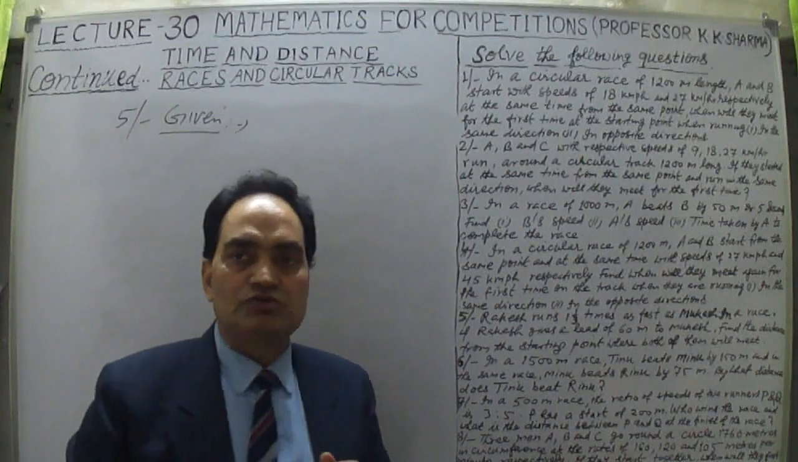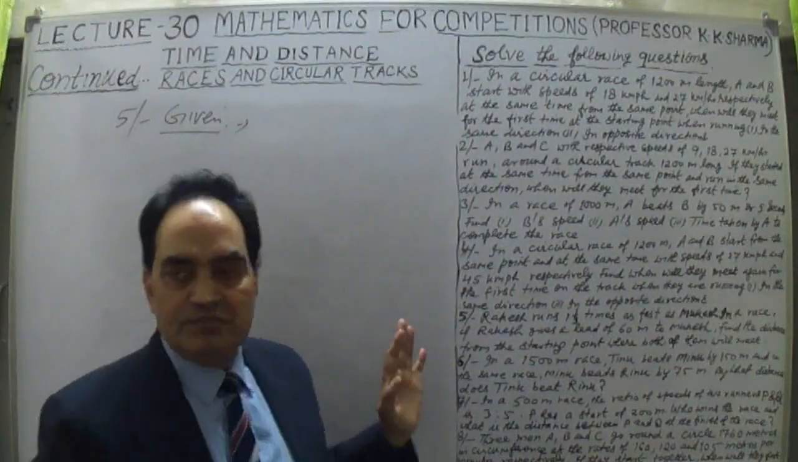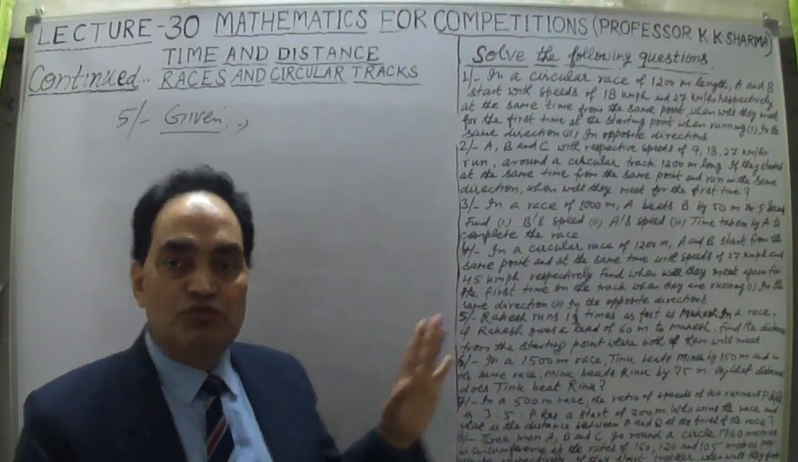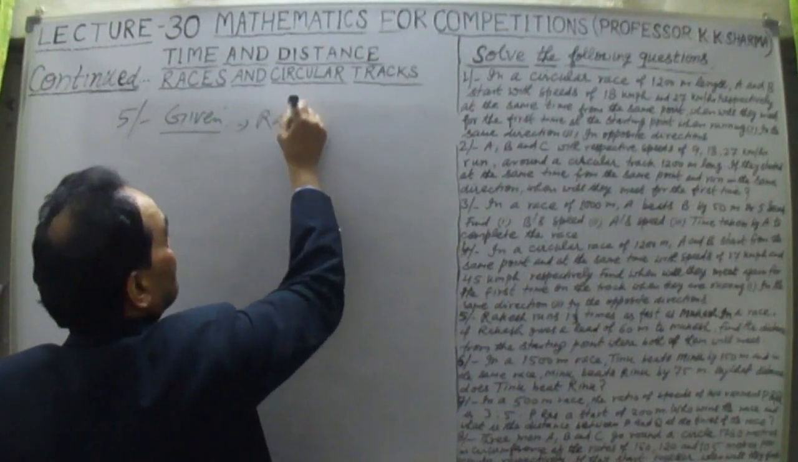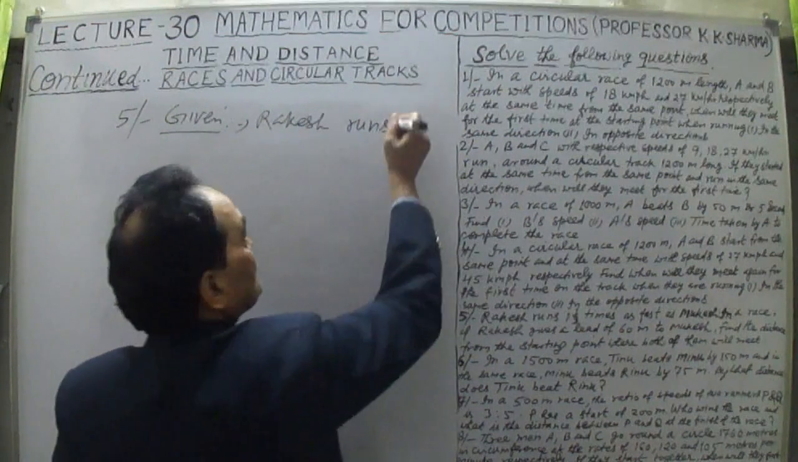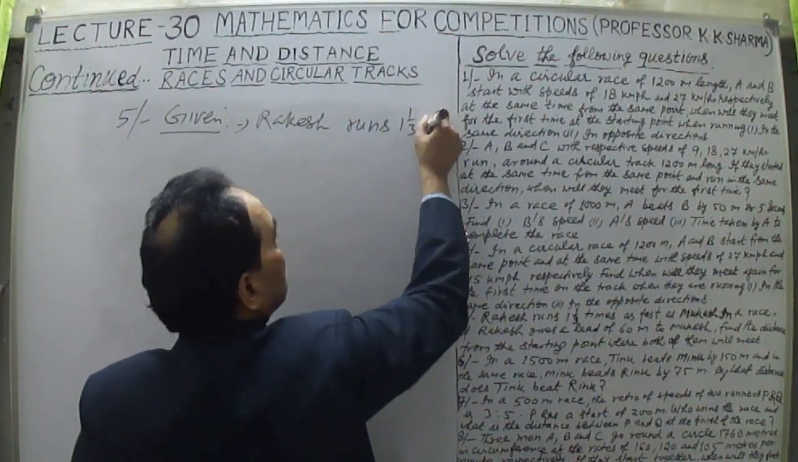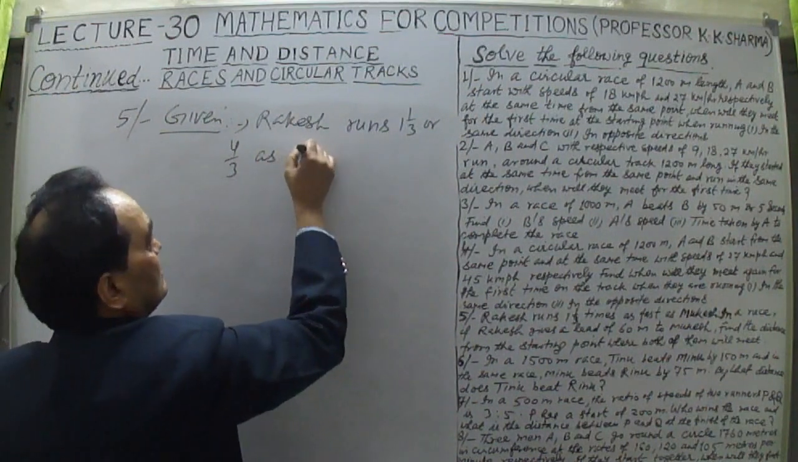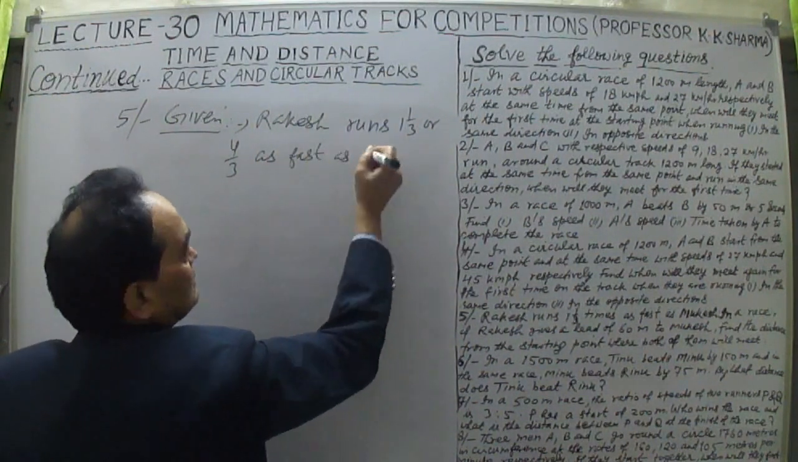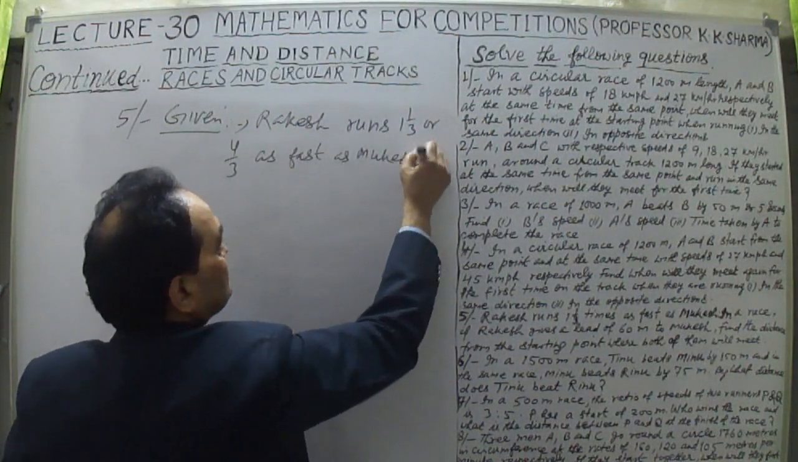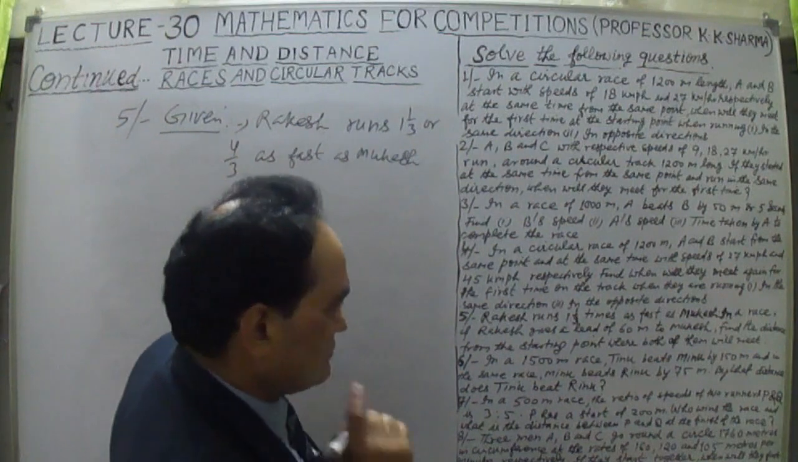Yes friends, so we are doing question number 5. In question number 5, it says Rakesh runs 1 and 1.3, or 4 by 3, times as fast as Mukesh. Let me first write: Rakesh runs 1 and 1.3 or 4 by 3 as fast as Mukesh.